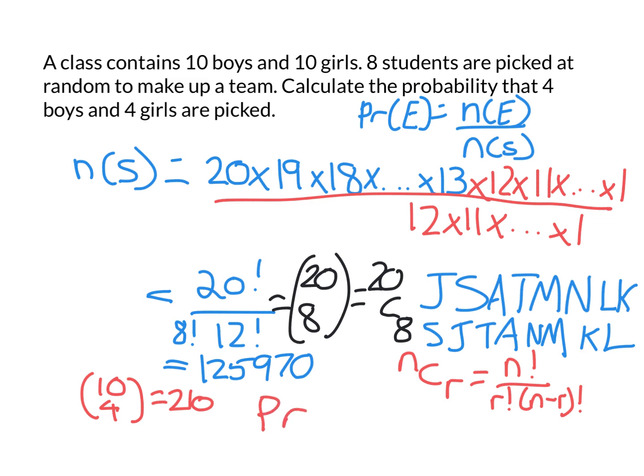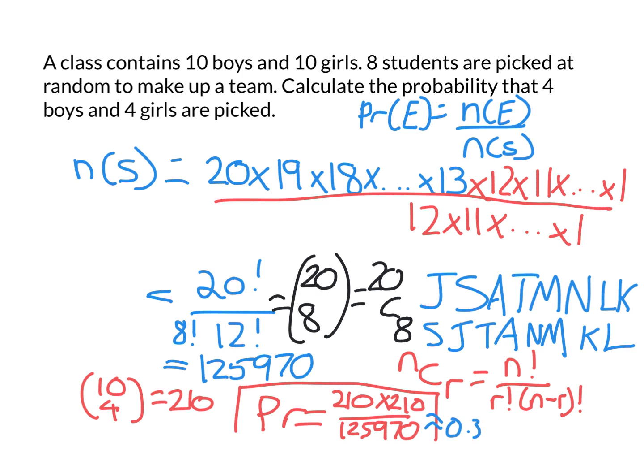So the probability that we require in this question, the total number of outcomes we figured out was 125,970. The number of ways we can pick 4 boys is 210. Number of ways we can pick 4 girls is 210. And we simply multiply them together. And if we put that on our calculator, we get almost exactly 0.35. So there's a 35% chance that if you pick a team of 8 students from 10 boys and 10 girls, you will have the same number of boys and girls on the team.